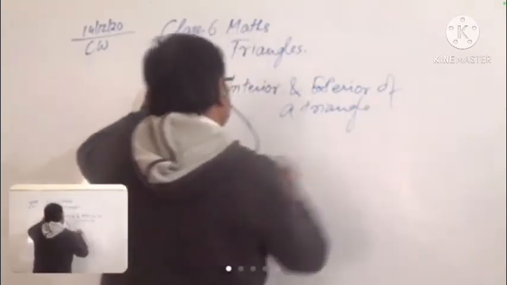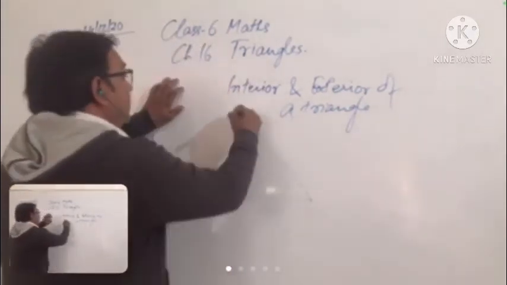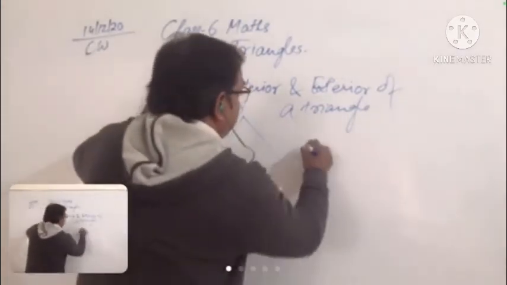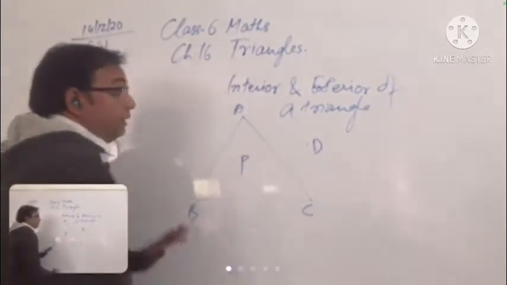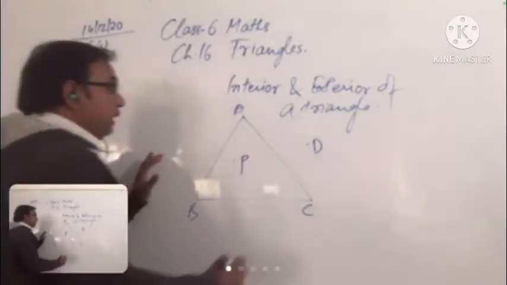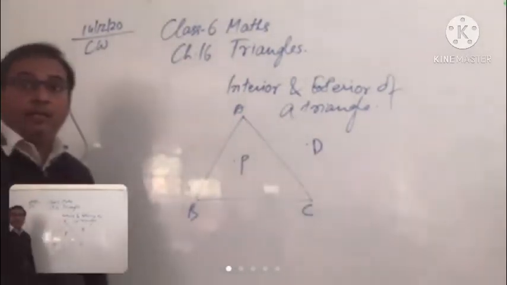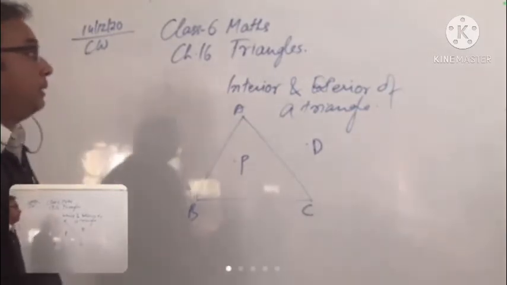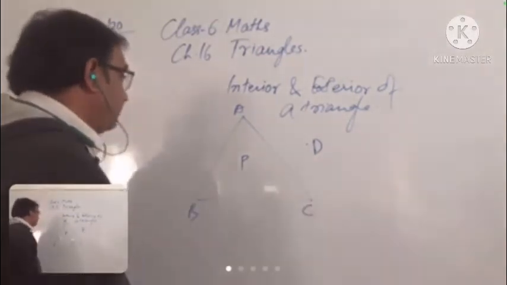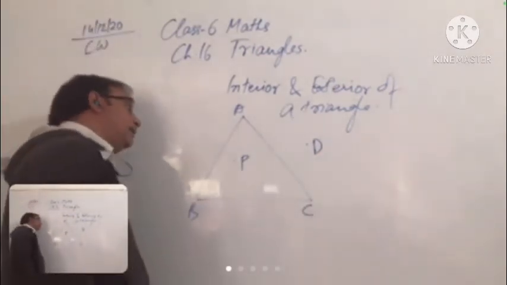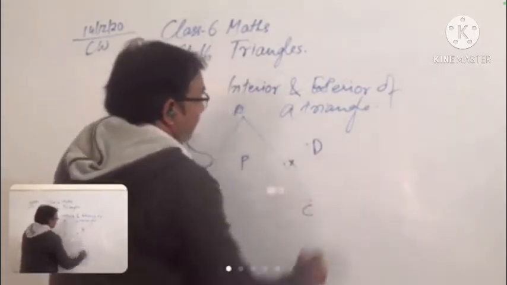Now let us see exterior and interior of a triangle. See, in the video ABC is the required triangle and there is a point D and a point P. Point D is basically outside of the triangle. So D is exterior. Exterior means outside and interior means inside. So D is an exterior point and P is an interior point.